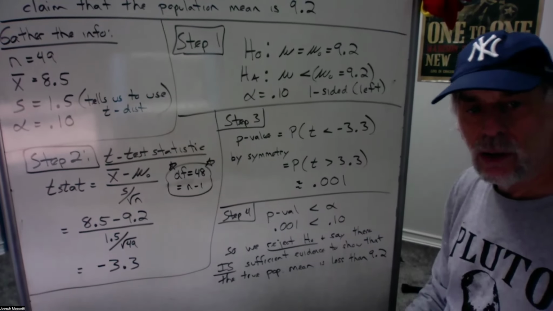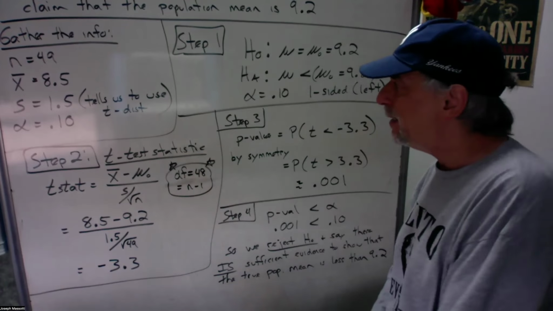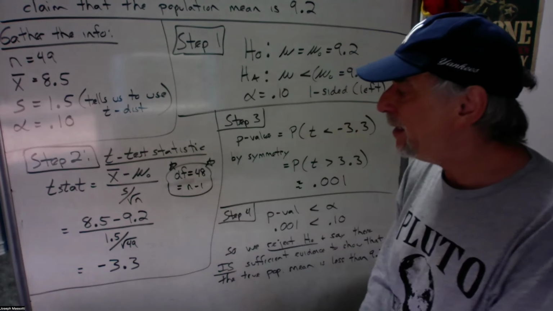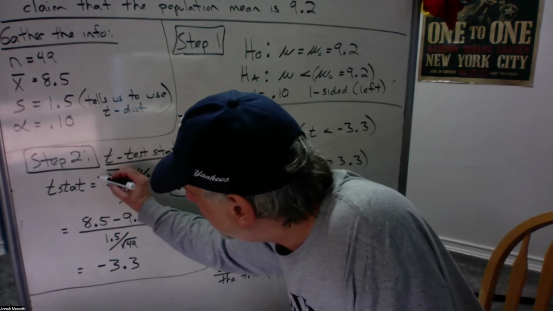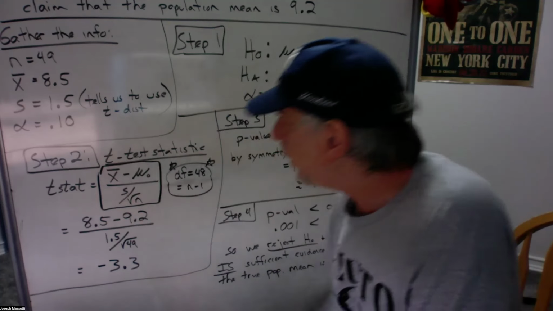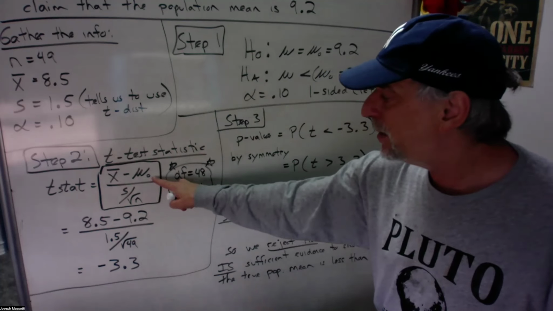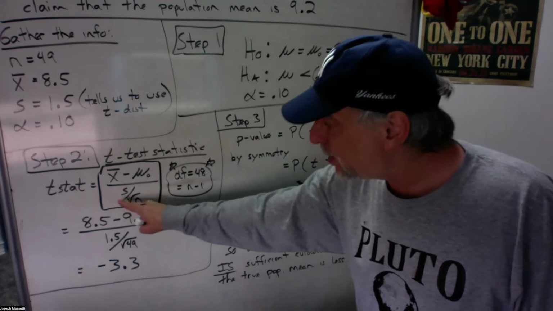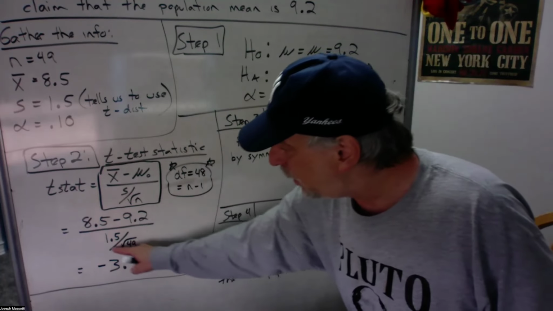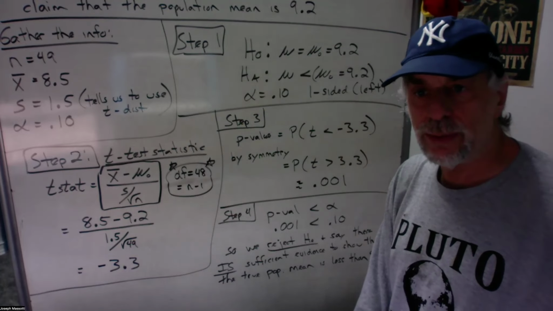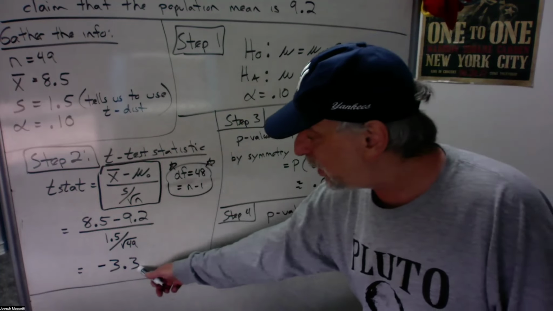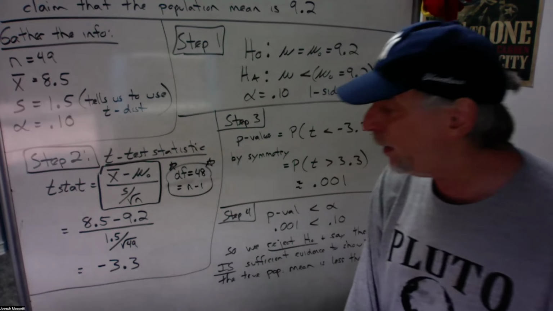Second step, we calculate our test statistic. So this is where we're looking at the evidence, right? This is our t-test statistic. We know the test statistic takes on this form here. Sample mean minus hypothesized mean divided by the sample standard deviation over the square root of the sample size. We calculate that number and we round t-values, remember, to 1 decimal because that's the way the table is set up. And we come out to a value of negative 3.3.